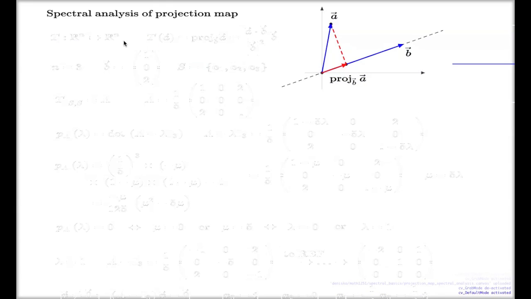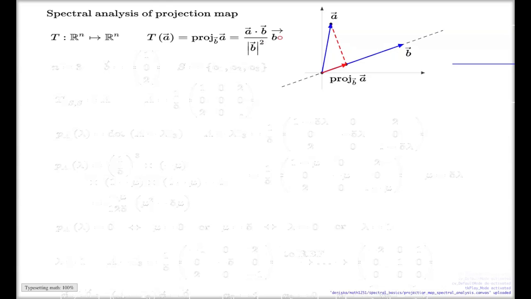This transformation, which assigns the projection vector to every vector A, is a map. And in fact, we proved with you that this is a linear map. We also have the direct formula for this map. T of A, which is a projection of A onto B, is the dot product of A and B divided by the length of B squared, times the vector B. Here's the formula for the projection map. You should know it.